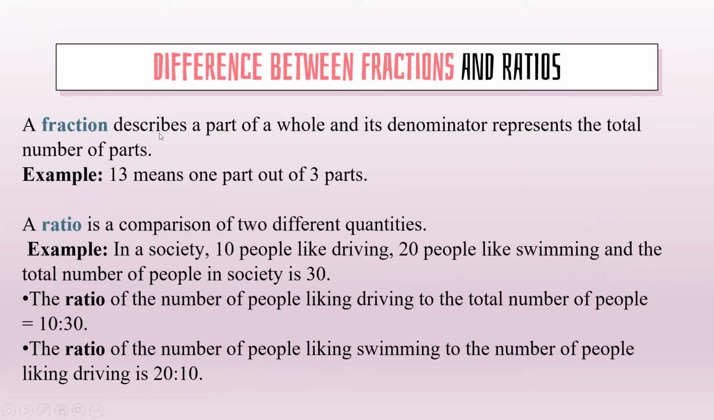Difference between fractions and ratios. A fraction describes a part of a whole and its denominator represents the total number of parts. Example, 1/3 means 1 part out of 3 parts. A ratio is a comparison of two different quantities. Example, in a society, 10 people like driving, 20 people like swimming, and the total number of people in society is 30. The ratio of the number of people liking driving to the total number of people is 10:30, whereas the ratio of the number of people liking swimming to the number of people liking driving is 20:10.